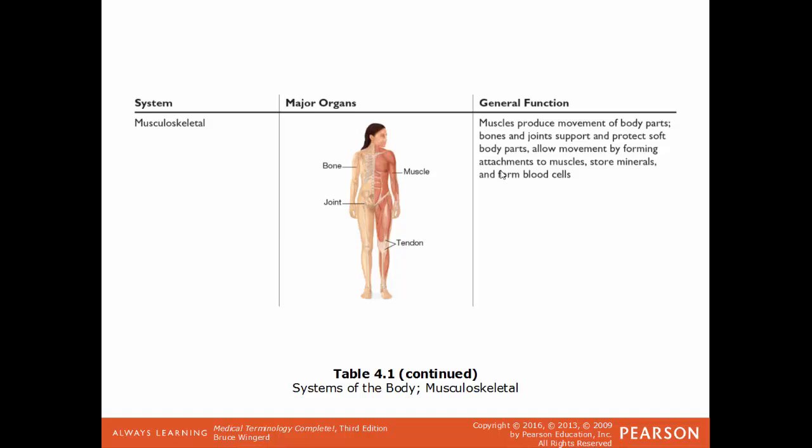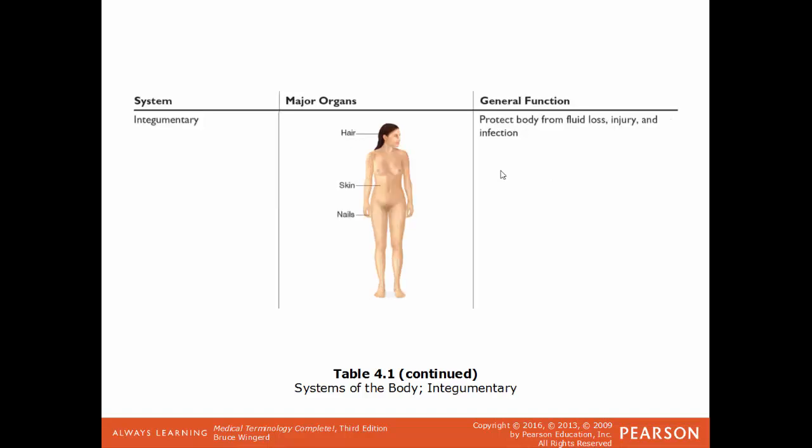There are some other functions for the system, being able to store minerals and also form blood cells. All blood cells are formed within the skeletal system. Integumentary system, this will include the hair and the skin and the nails and everything associated with the skin. A general function here, protect the body from fluid loss and injury and infection.